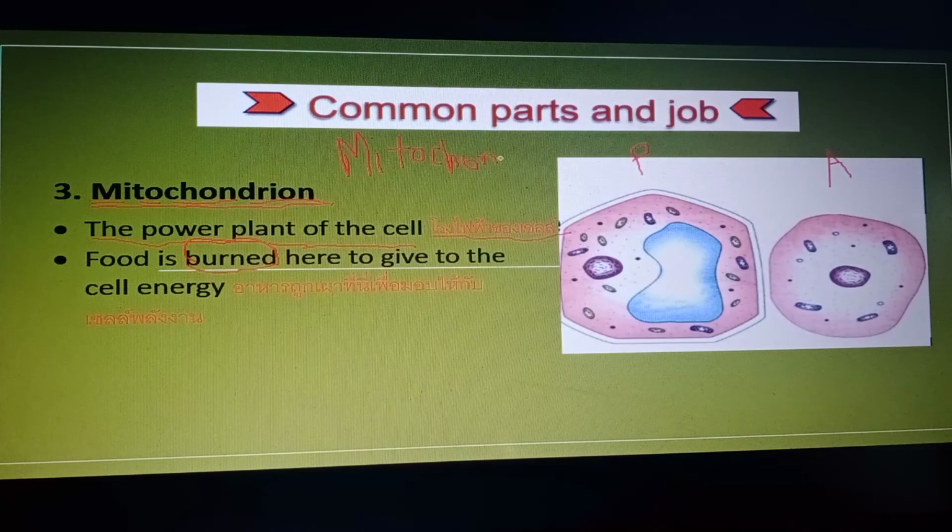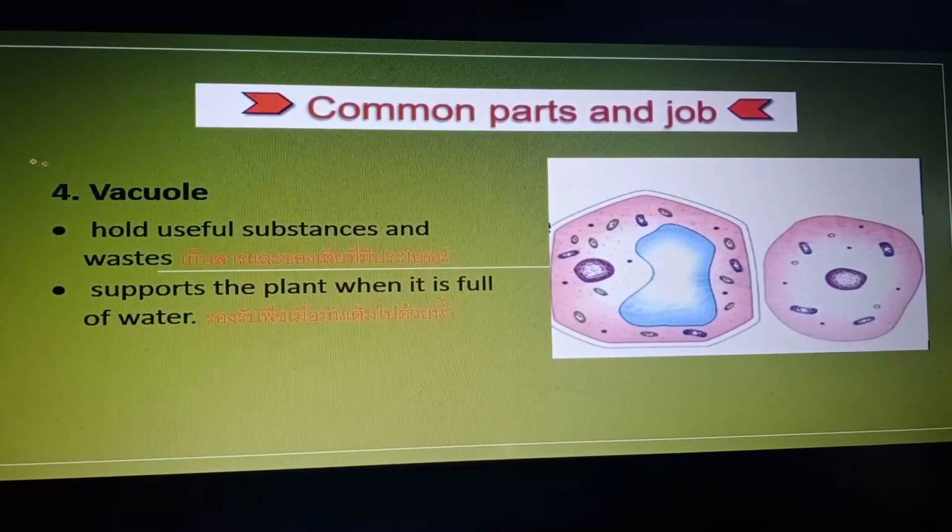It's letter O. Dria. Oh my god. Oh, sorry. It's letter I. This one's letter I. Mitochondria. Okay.